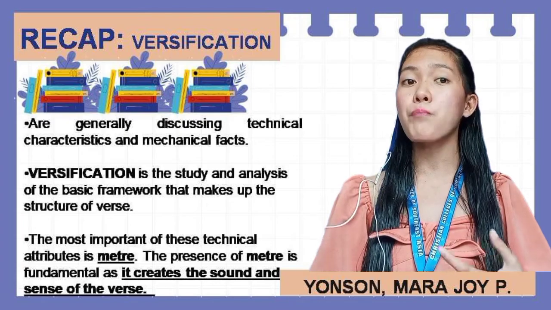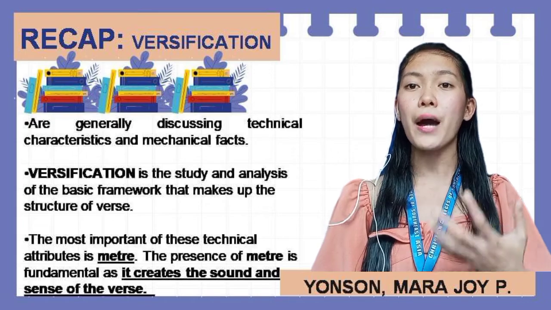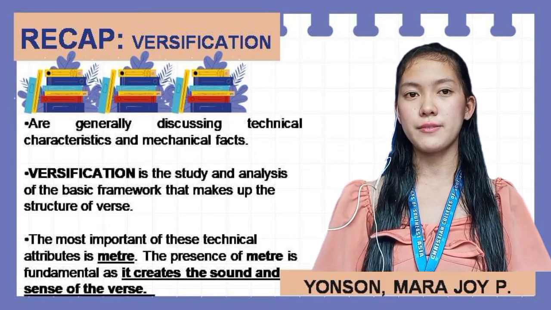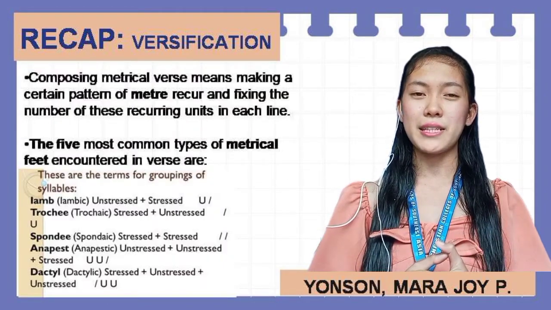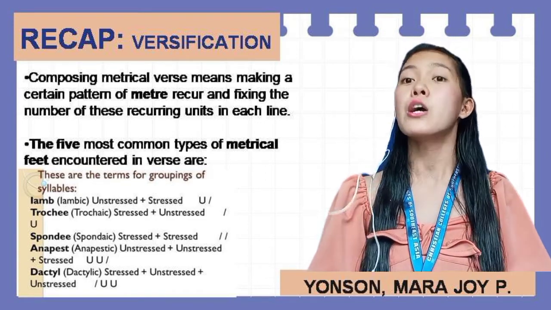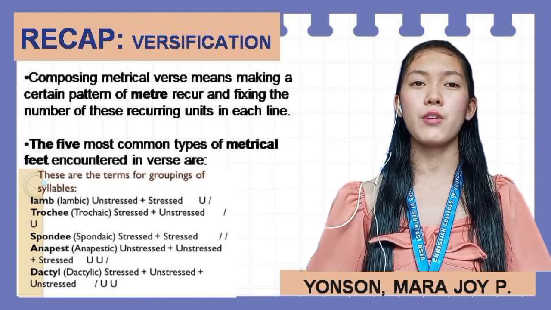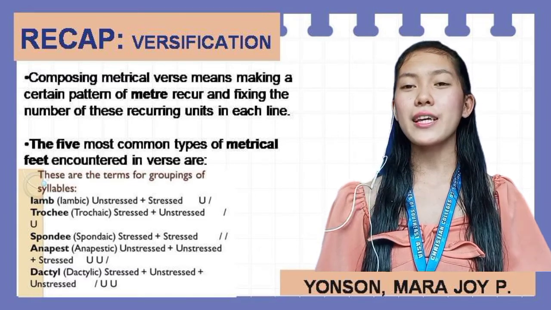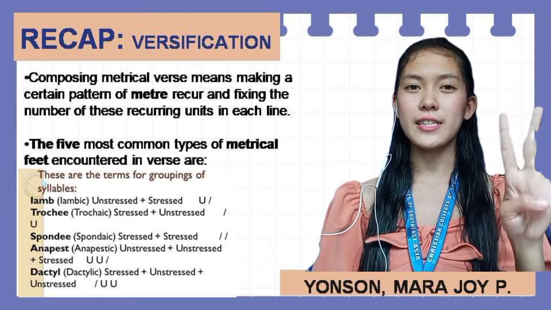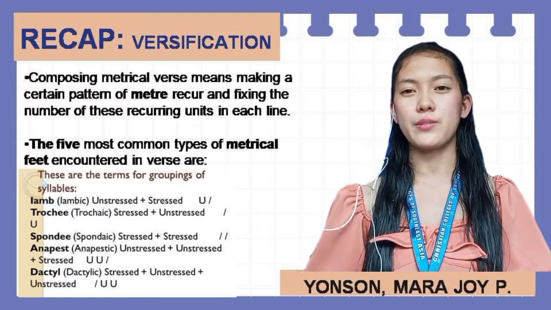Metrical rhythms are composed of stressed and unstressed syllables, as I've said a while ago, and meter is a result of the pattern of the stressed and unstressed syllables that recurs throughout the verse. Composing metrical verse means making a certain pattern of meter recur and fixing the number of these recurring units in each line. And we learned that there are 5 most common types of metrical feet encountered in verse. These are the iambic foot, the anapestic foot, the trochaic foot, the dactylic foot, and the spondaic foot. And that's for our short recap for today.